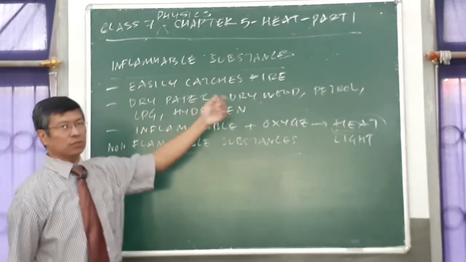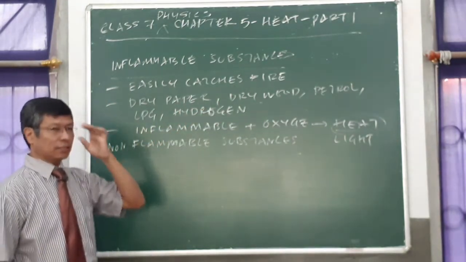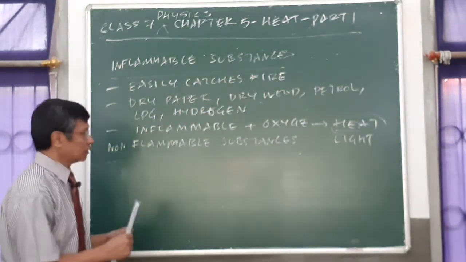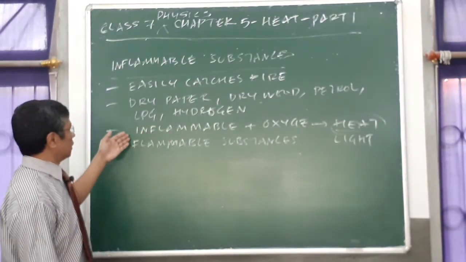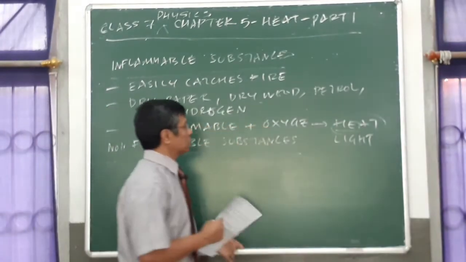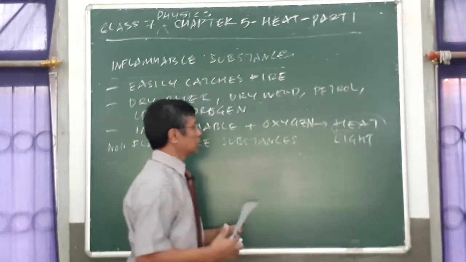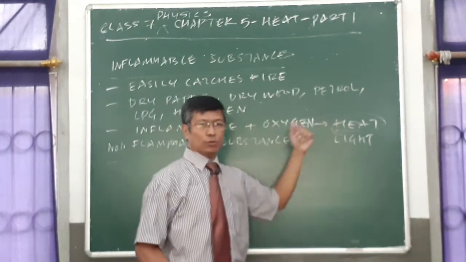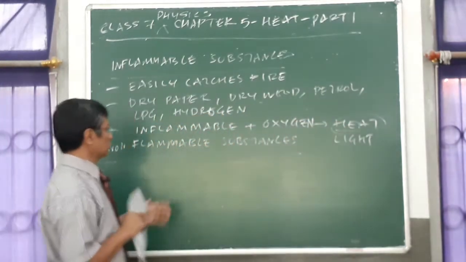These are a few examples of substances that can catch fire easily, as you must have observed as a phenomenon. And inflammable substances combine with oxygen, and can produce a lot of heat and light also.